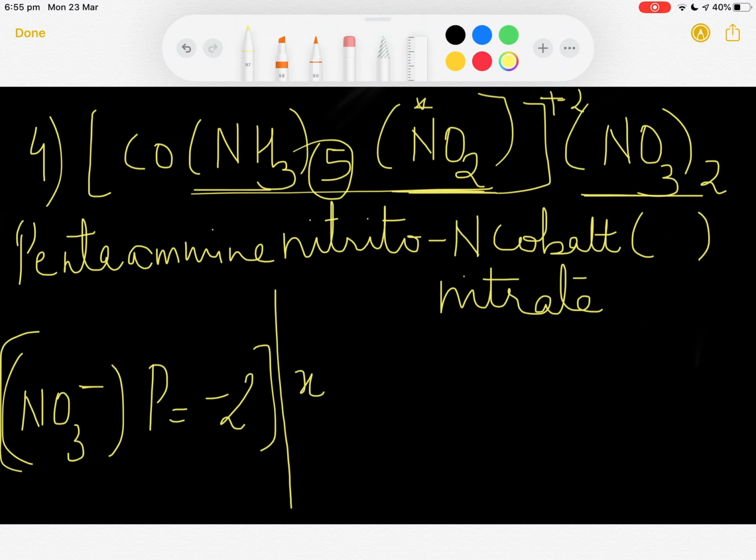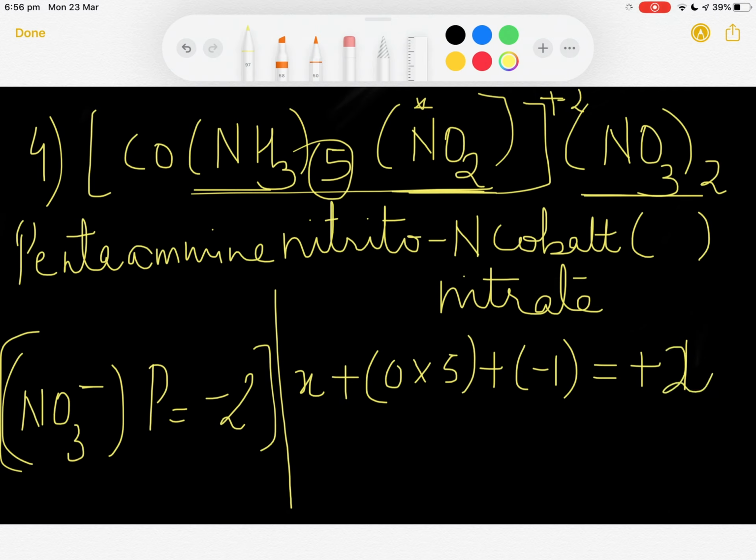Again, cobalt, I'm going to put it as X, plus amine is neutral, so 0 into 5, and nitrito has -1 charge, and I'm going to put it equal to +2, because it has +2 charge over here. Fine. So X comes as +3. Wonderful. So here I'm going to cite the oxidation state as +3. That's in Roman numerals, I have written here 3. So this is how we write the IUPAC nomenclature. Hopefully it might be pretty clear to you with 4 examples.